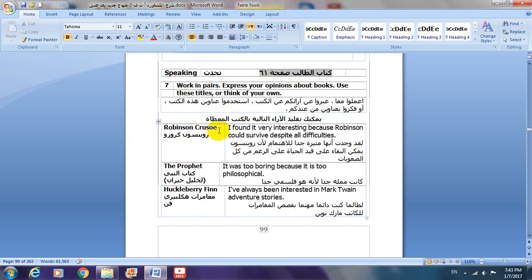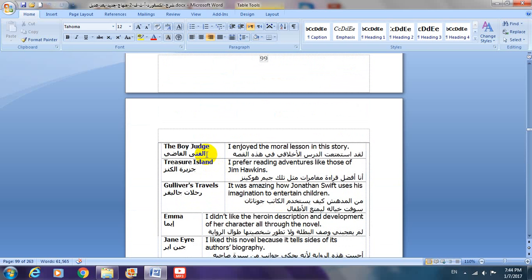European scores. I found it very interesting because the European could survive despite all difficulties. The Prophet. It was too boring because it is too philosophical. Mark Twain. I have always been interested in Mark Twain and fantasy stories. The Boy Judge. I enjoyed the moral lesson in this story.